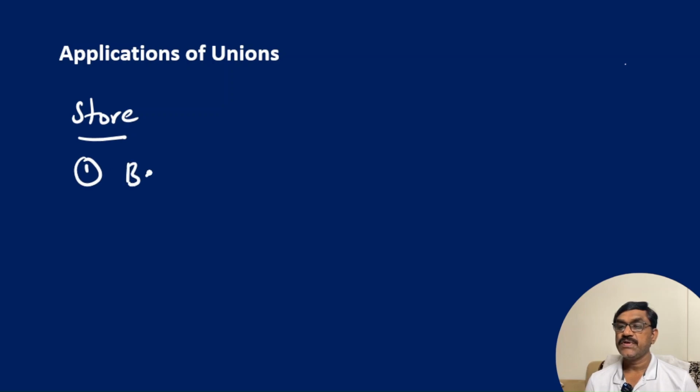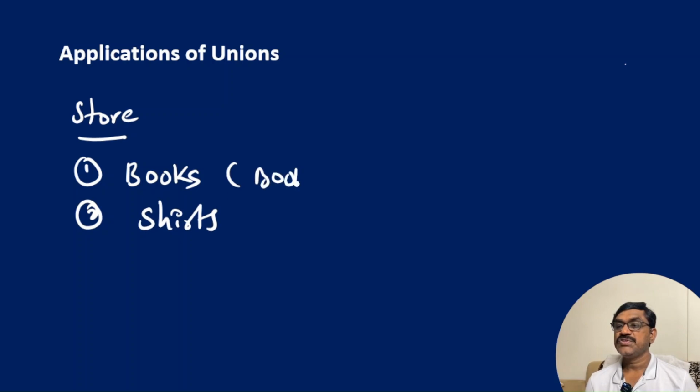Next, we will discuss the important point, applications of unions. Let us take an example of a store. The store is going to store the information about two items. The first item is about books and the second one is about shirts. That means book information and shirt information.